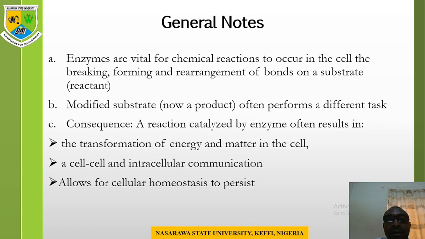Then the consequence: a reaction catalyzed by an enzyme often results in the three following. Number one, it often results in the transformation of energy and matter in the cell. Number two, it often results in cell-to-cell or intracellular communication. Remember what we talked about, receptors picking signals. Then number three, it allows for cellular homeostasis to persist. And what do you understand by homeostasis? How the body system is maintained.